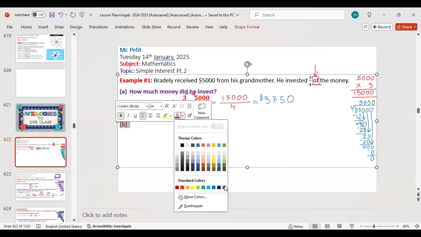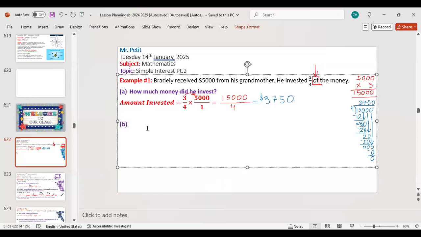Well, like I told you, simple interest questions, what they like to do is put it inside another question. So this is your simple interest question right here. Bradley invested the money for 2 years at a simple interest rate of 5% per annum. What does per annum mean? Per year. Very good.